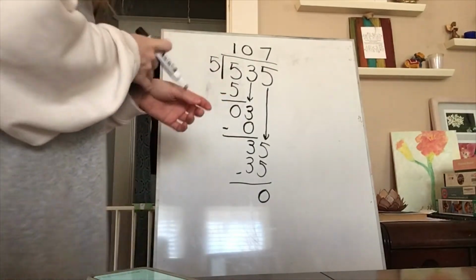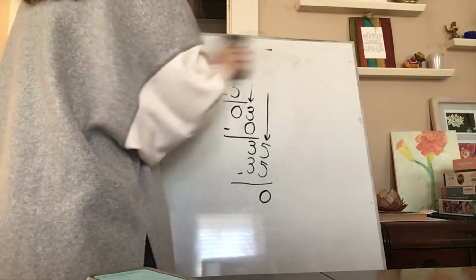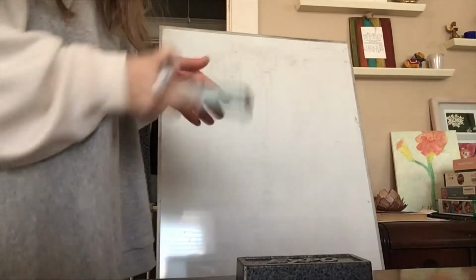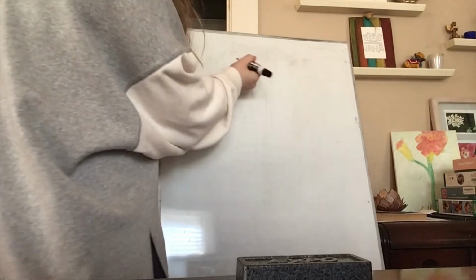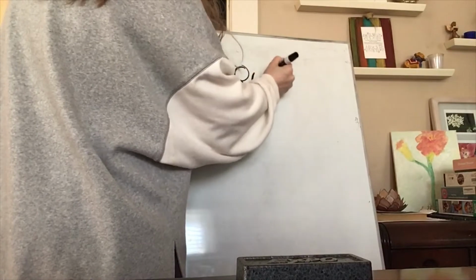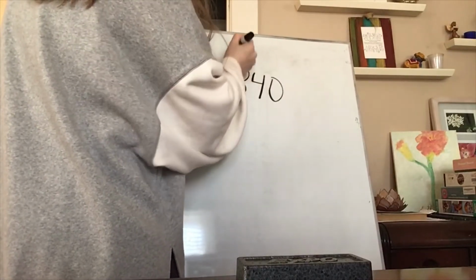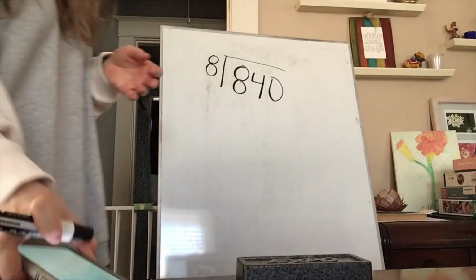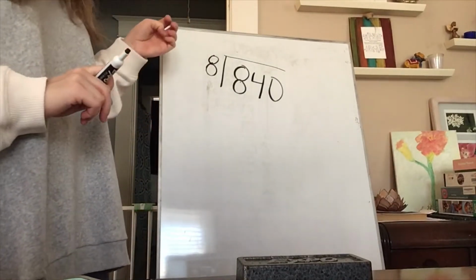Okay, so I'm going to erase this. Oh, this eraser is terrible. Well, I think it's this board. And then we're going to do number 1. Number 1 is 840 divided by 8. It was hard to write on sideways.